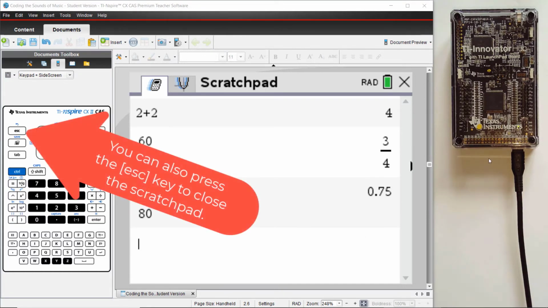Now let's close the scratch pad by moving our cursor up to this big X using the trackpad and click to close.